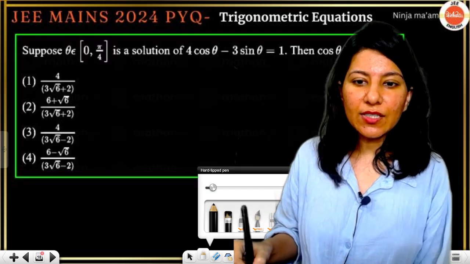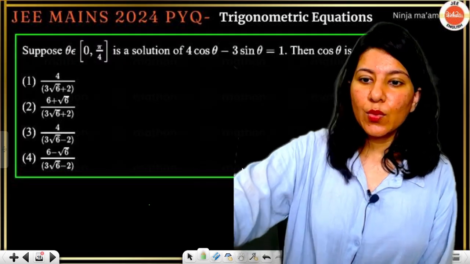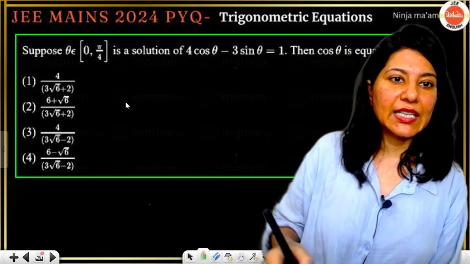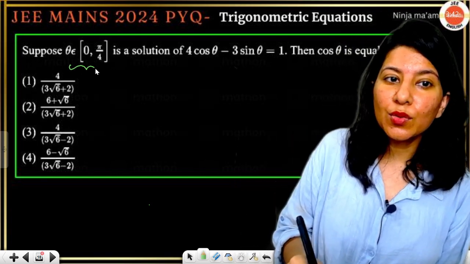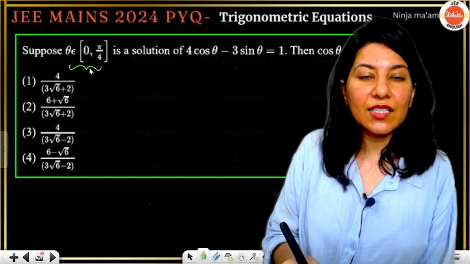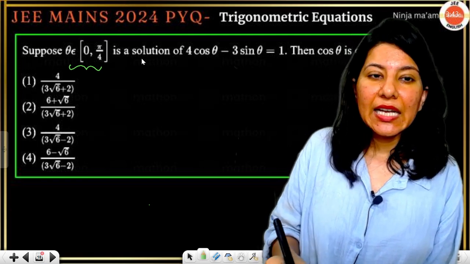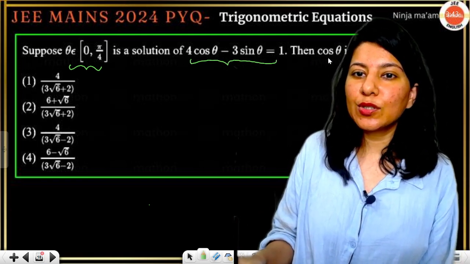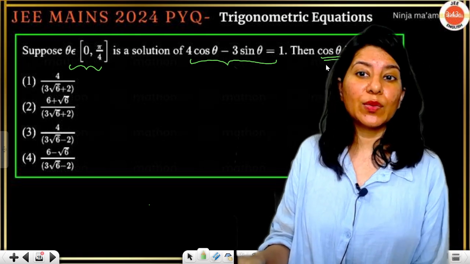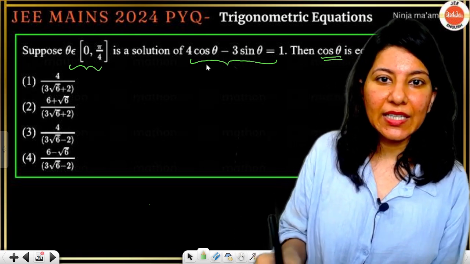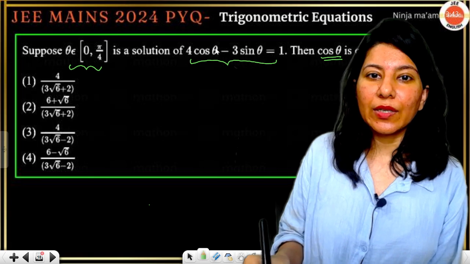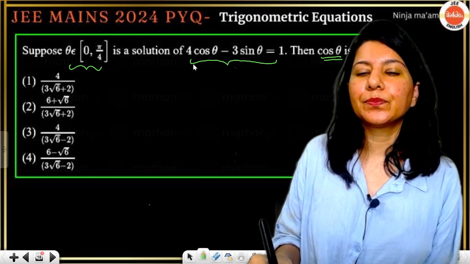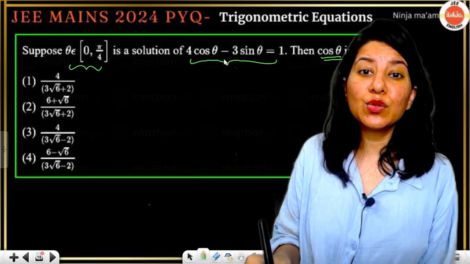Okay. Now let us talk about the next question, which says that theta belongs to the first quadrant, and on top of that it is between 0 to pi by 4. It is a solution of 4 cos theta minus 3 sine theta equals 1, then cos theta is what we are looking for. Okay. All right. So now cos theta. So how to solve it? Just tell me, how will we be able to solve it?